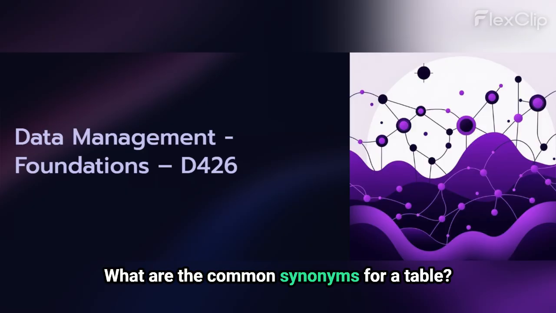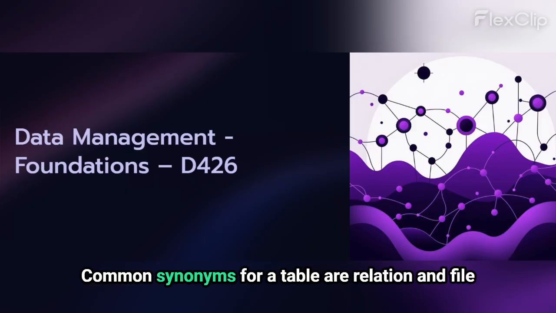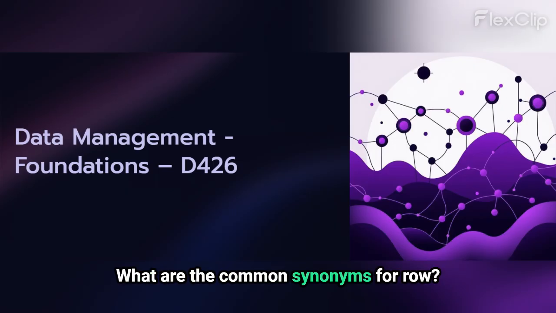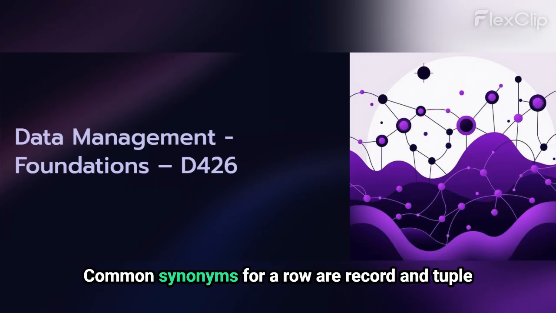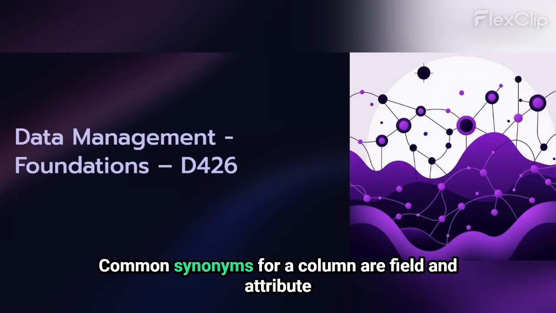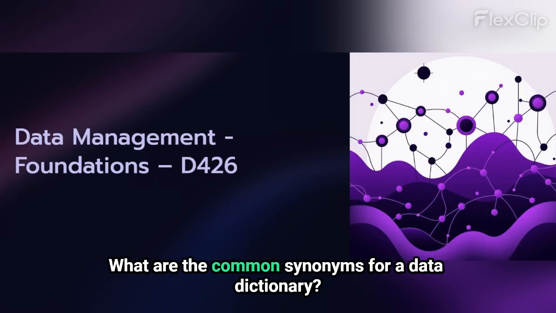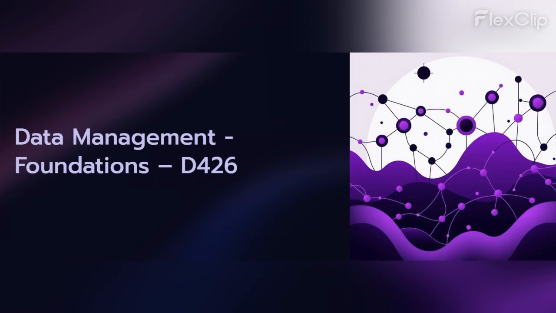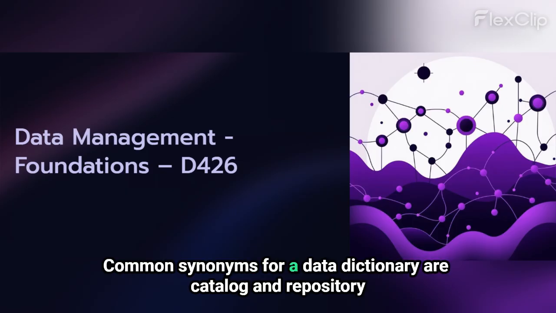What are the common synonyms for a table? Common synonyms for a table are relation and file. What are the common synonyms for a row? Common synonyms for a row are record and tuple. What are the common synonyms for a column? Common synonyms for a column are field and attribute. What are the common synonyms for a data dictionary? Common synonyms for a data dictionary are catalog and repository.